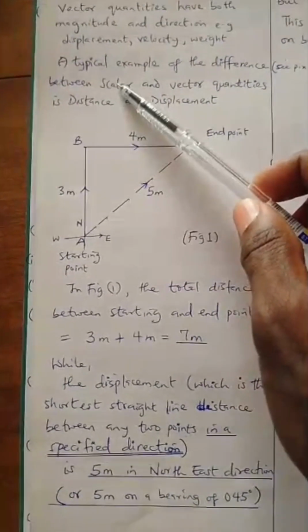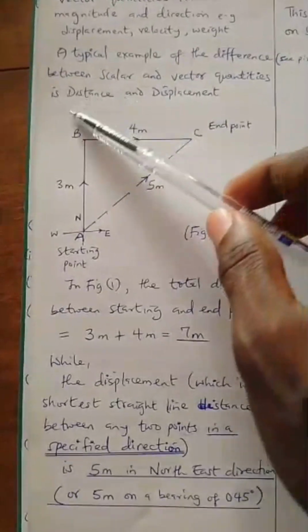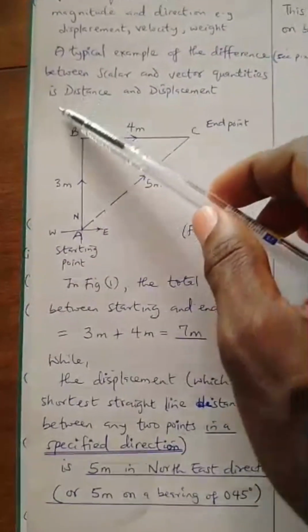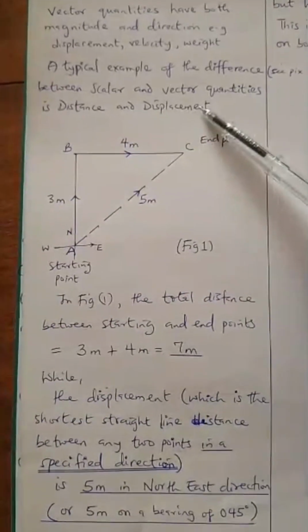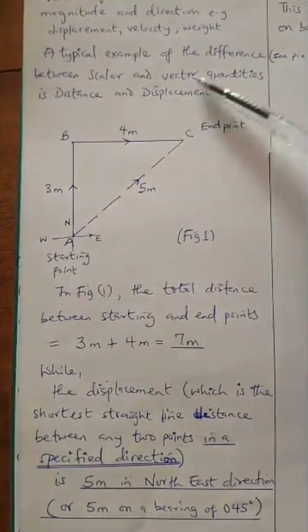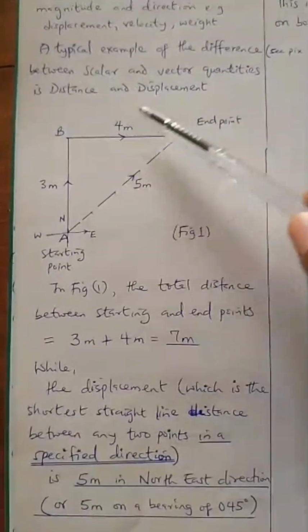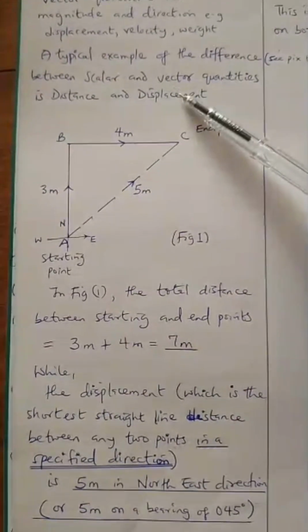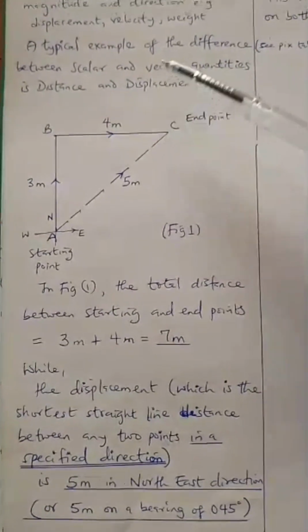Distance is a scalar quantity because with distance we're just interested in the size, the magnitude. But displacement is a vector quantity because we are interested in both the magnitude and the direction. So with distance we just say maybe 5 kilometers, but with displacement we say 5 kilometers in a specified direction, maybe 5 kilometers northeast or 5 kilometers southwest.